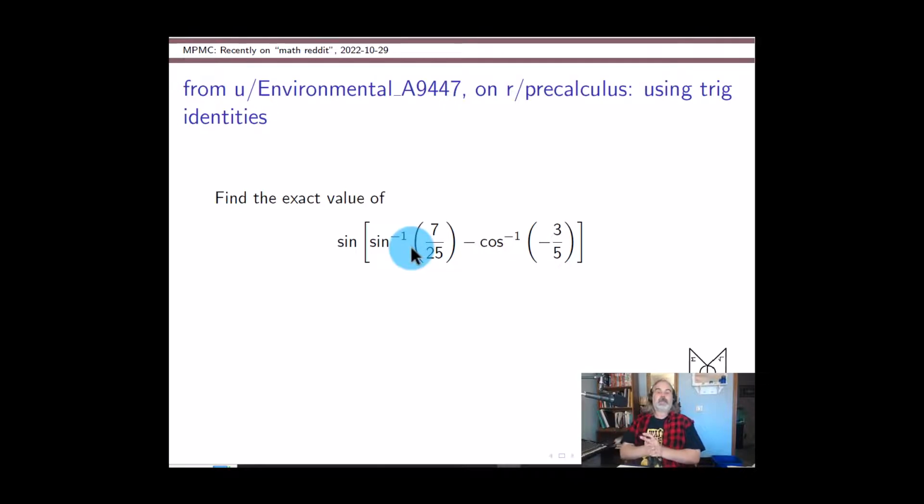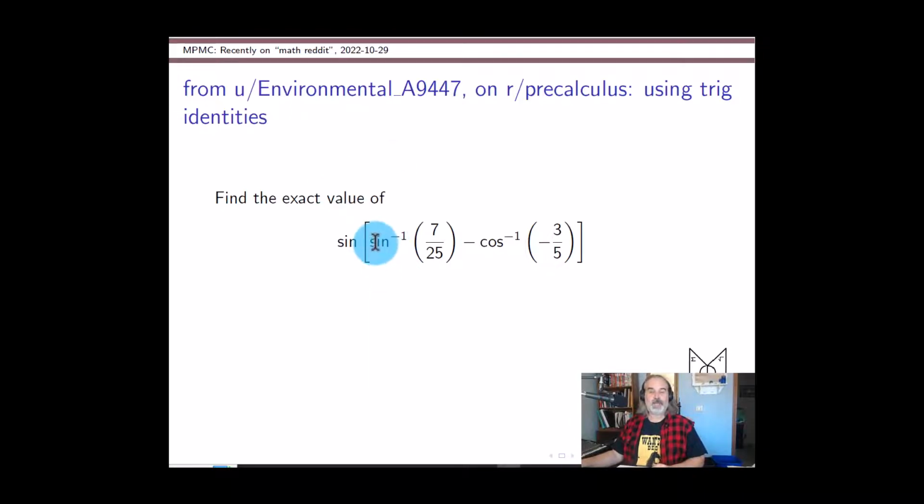Okay, so the next problem that I found that was kind of fun was from the pre-calculus subreddit. It was an exercise in using trig identities, but again, there's a secondary theme here that I want to emphasize. So the problem was to find this terrible looking value. This is really gross. Okay, but we can do it.